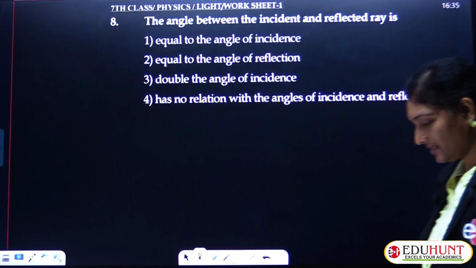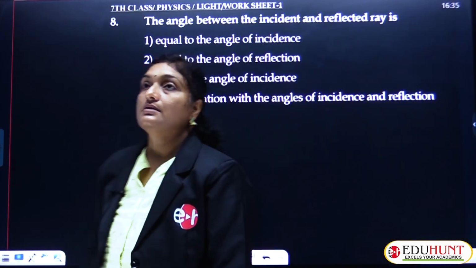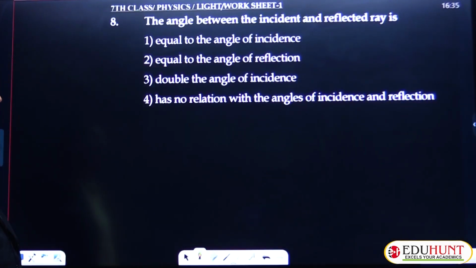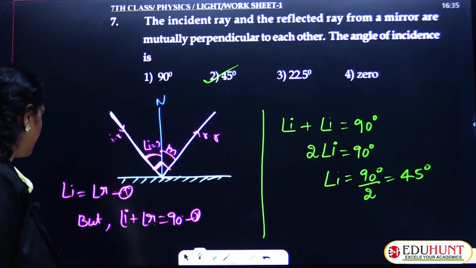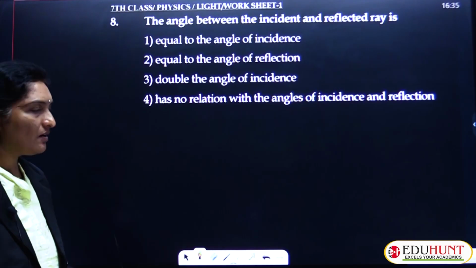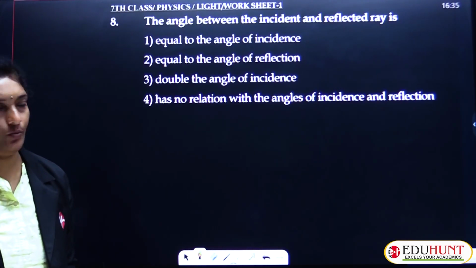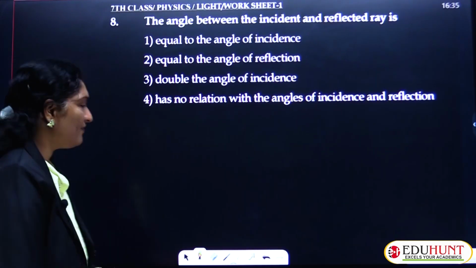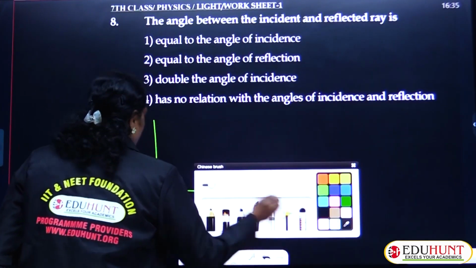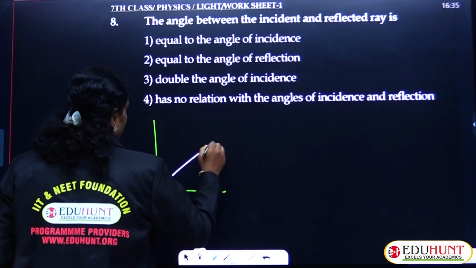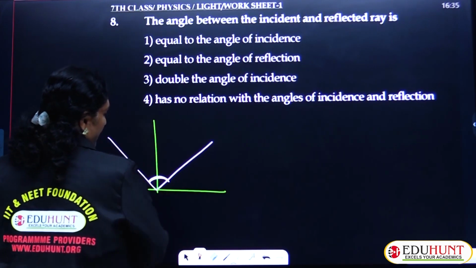Well, now to the 8th question. So what is the question given? The angle between the incident and reflected ray is how much? The angle between the incident ray and the reflected ray is equal to the angle of incidence? No. Is equal to the angle of reflection? No. You are asked for the total angle between the incident ray and the reflected ray.